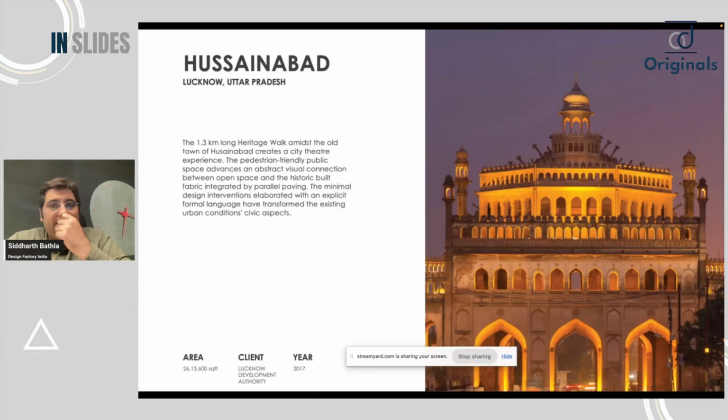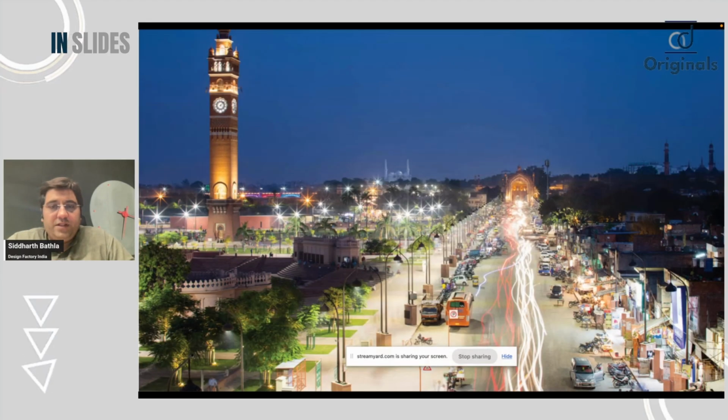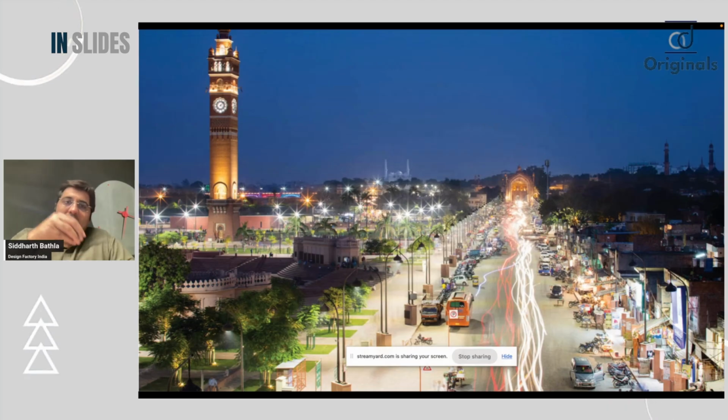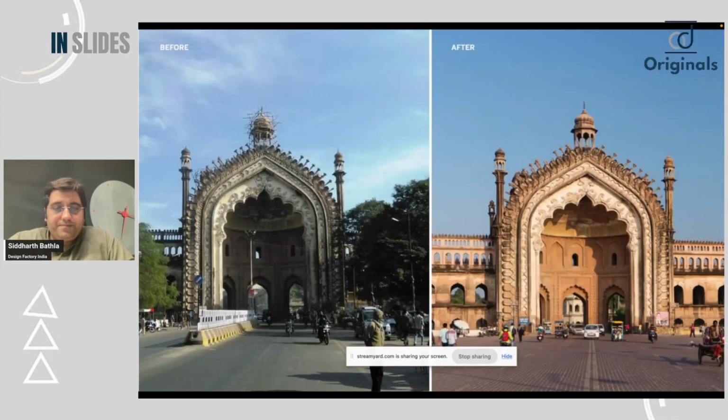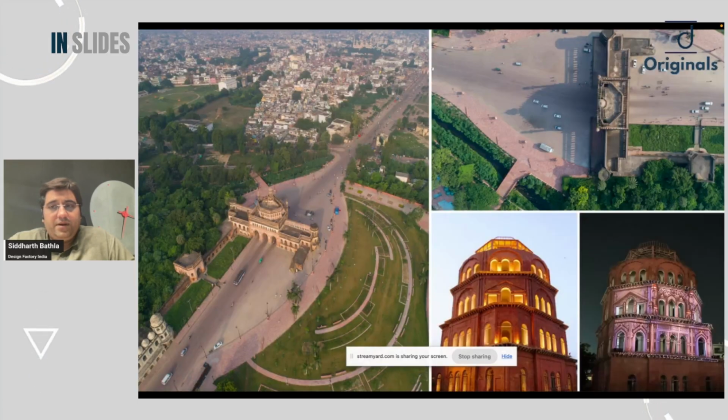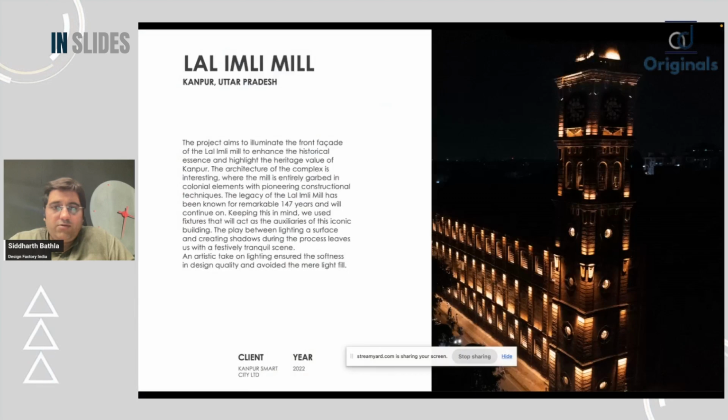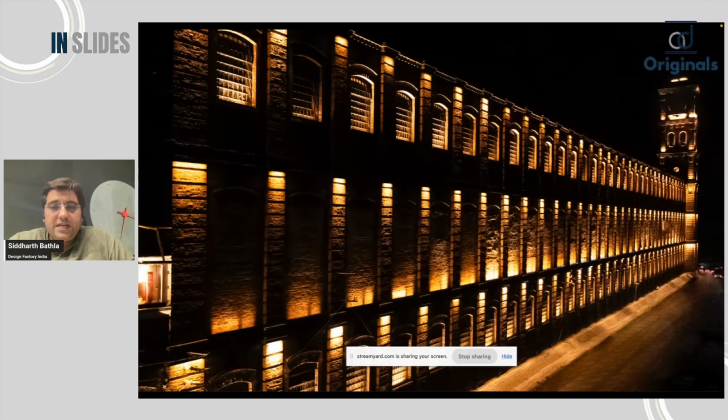Similarly, we have done the old Lucknow area, lighting up the Ruby Darwaza, getting rid of the encroachments, and then, of course, doing up all these monuments in Husainabad, the old Lucknow area, lighting it up, the before and after pictures of the same monument. This is opening up the patch of Rumi Darwaza to sculptures around that, to Lal Imli in Kanpur, conserving the whole facade and lighting up that.